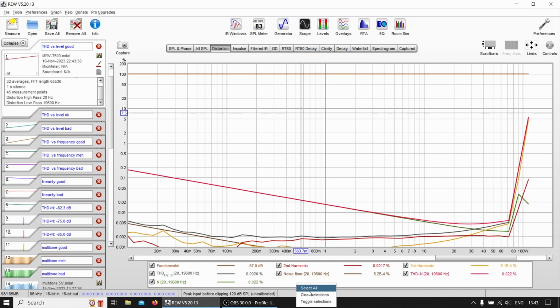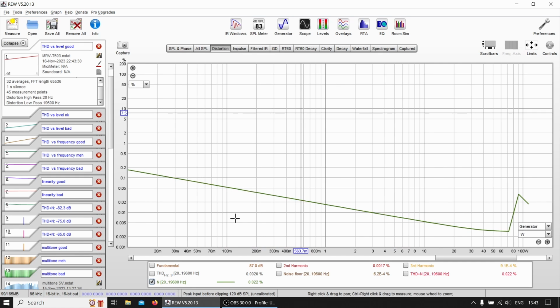So let's untick everything and have a look at the noise. This is the noise performance of the amplifier. When you have very, very low volume, the amplifier is basically dominated by noise, the internal noise caused by the circuit, by the components, and by everything else. So this is basically noise.